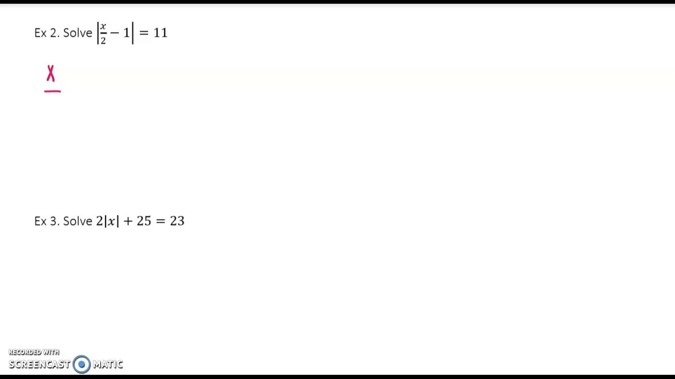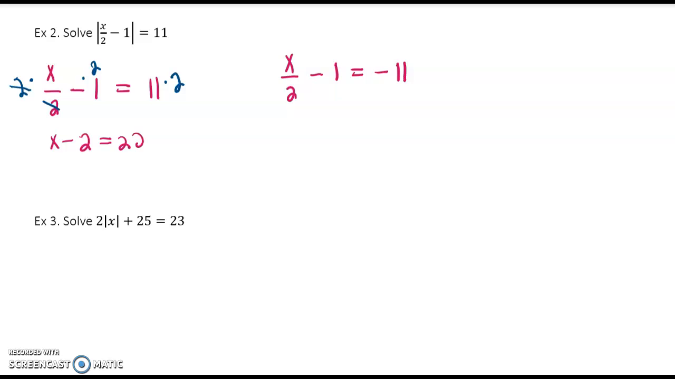Alright, so we're going to get x over 2 minus 1 equals 11. And then we're going to do x over 2 minus 1 equals negative 11. We're going to go ahead and multiply by 2 to cancel out the denominator. So that cancels out that denominator, and we're left with x minus 2 equals 22. Add 2 to the other side, x equals 24.